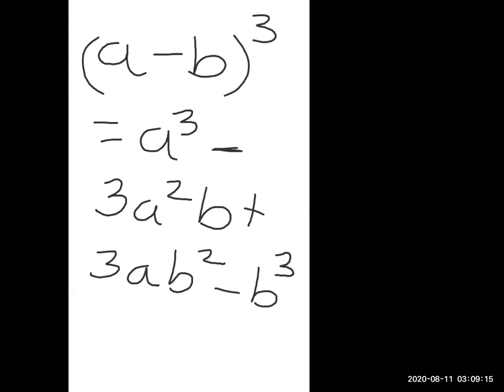So once again I am repeating the formula. A minus B the whole cube equals A cube minus 3A square B plus 3AB square minus B cube. Nothing else changes, only the sign changes. All the steps are also the same, but the sign changes. Here, what will change? Our sign will change.